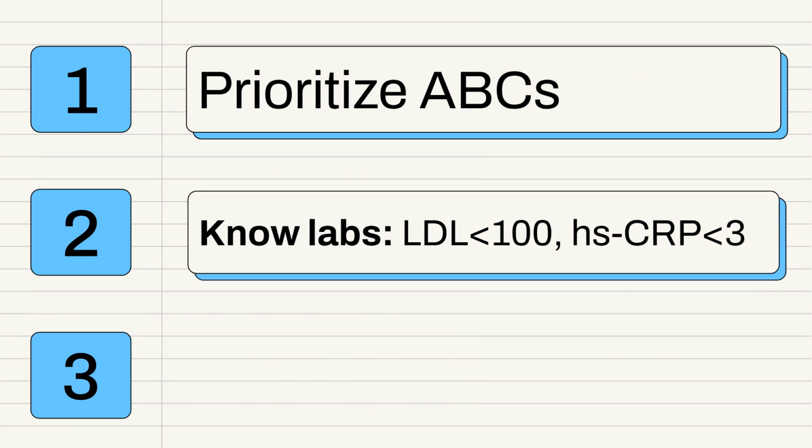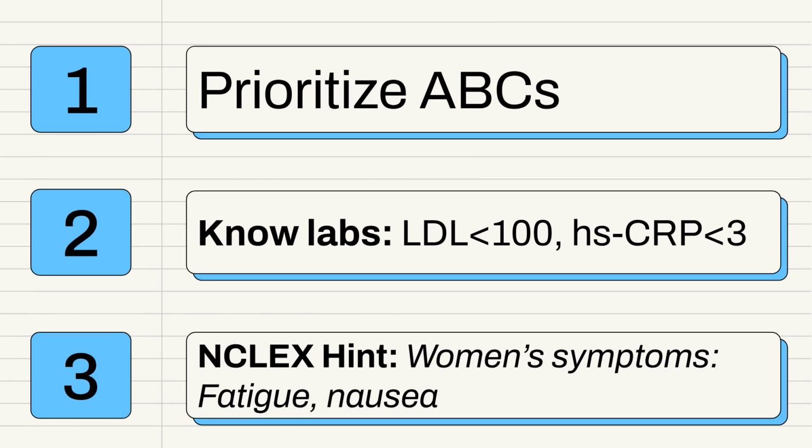Let's nail those NCLEX questions. Hint: if a question describes chest pain unrelieved by rest or nitroglycerin, think unstable angina or MI, call 911. Prioritize ABCs: airway, breathing, circulation. For example, if a patient has chest pain and low oxygen saturation, administer oxygen first. Watch for women's atypical symptoms, like nausea or fatigue.